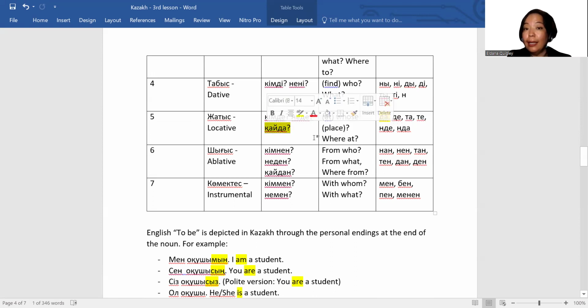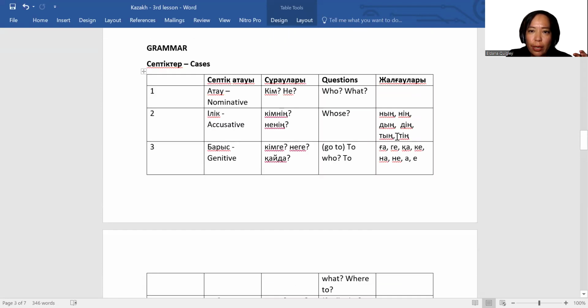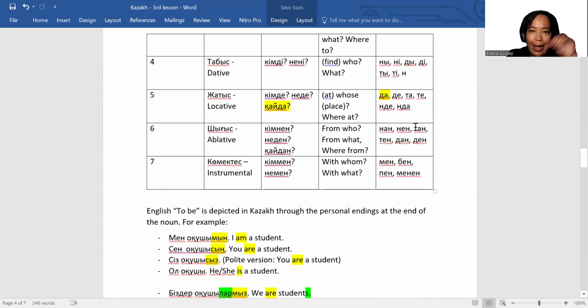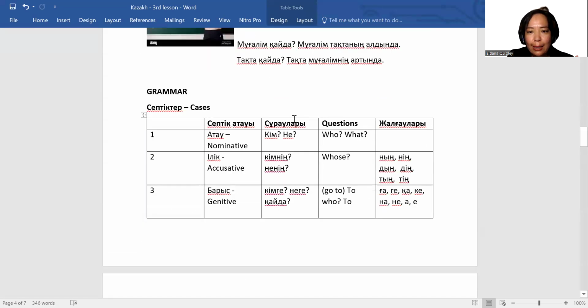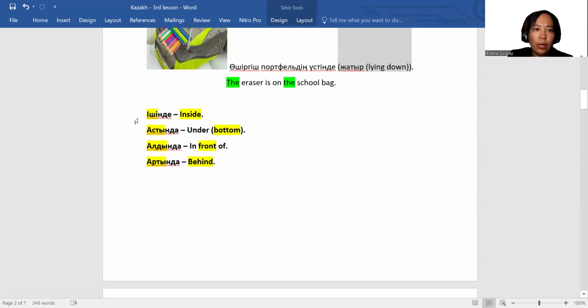And so I highlighted to show you that ішінде actually answers the question of where at, inside, ішінде. And we ask the question Қайда. A lot of these that I'm showing are the endings of the noun. They are attached to the noun when we put the nouns through the cases. And they have these endings, da, de, ta, te, nde, nda. So I highlighted to show you that all of these endings you will find in these words that I just gave you.